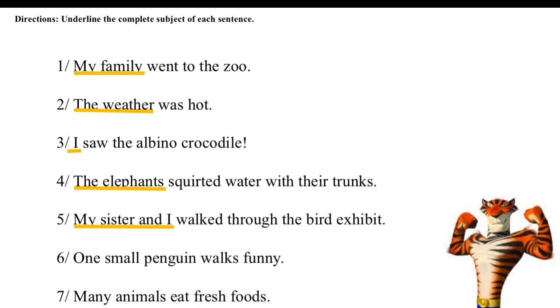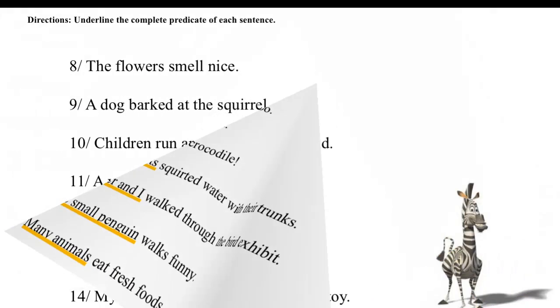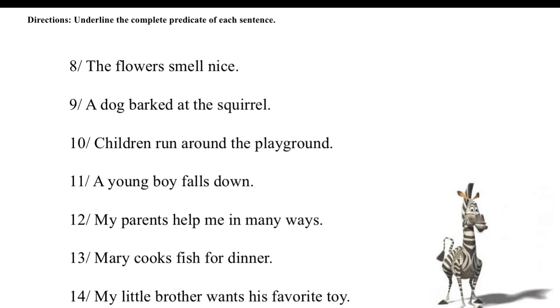Number 6. One small penguin walks funny. Who walks funny? One small penguin. That's a subject. Many animals eat fresh foods. Who eats fresh foods? Many animals. That's a subject. So don't forget, subject is the part of the sentence that tells me who or what the sentence is about. Always find the subject at the beginning of the sentence. Predicate tells me what the subject does.